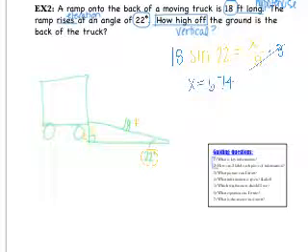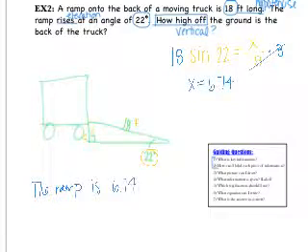So the last question is, what is the answer in context? So I just need to answer that question. The ramp is 6.74 feet off the ground.